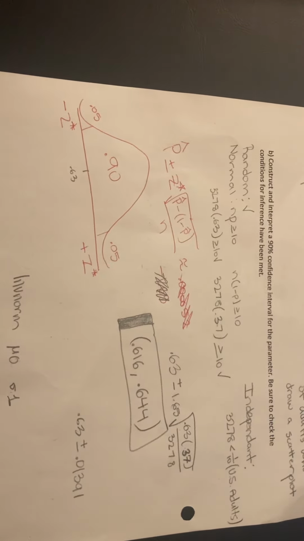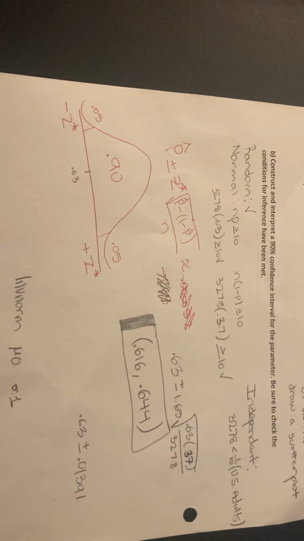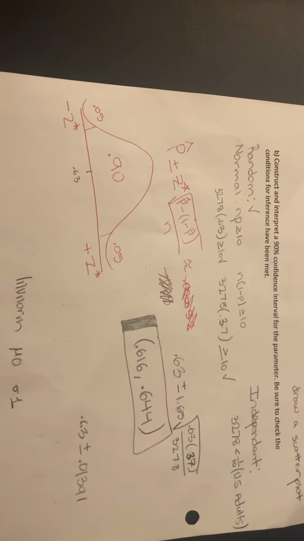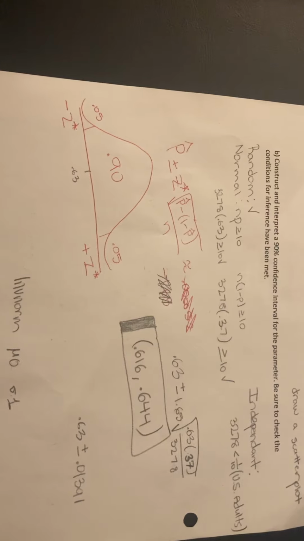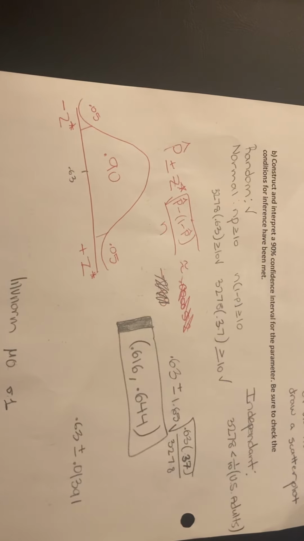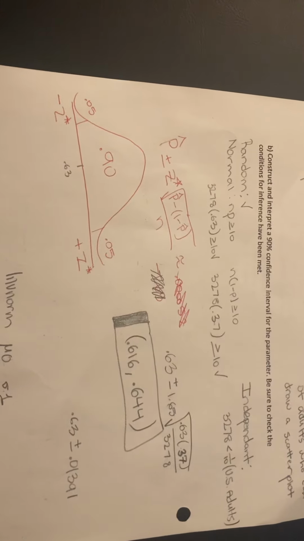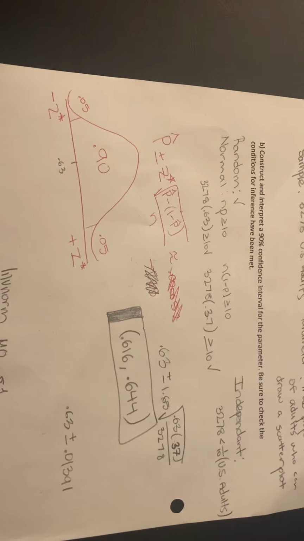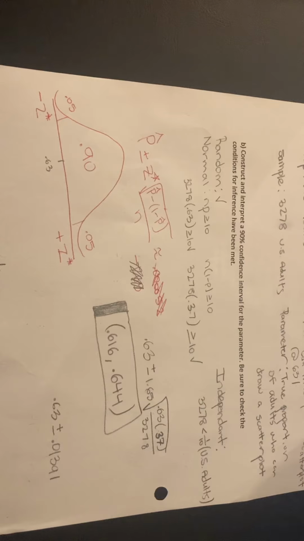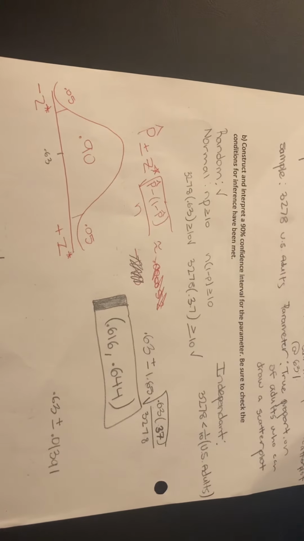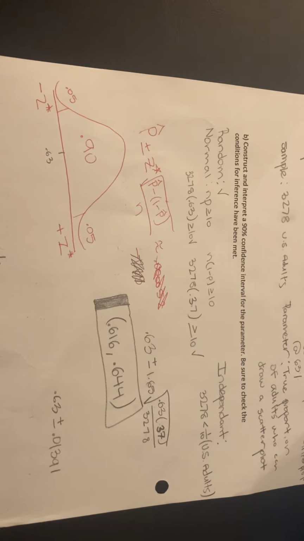To start our confidence interval, we use the equation p hat plus or minus z star times the square root of p hat times 1 minus p hat over n. Next, we'll find z star. In this case, we are looking for a 90% confidence interval, so we can use inverse norm to find that it is 1.65. Finally, after plugging in all the numbers, we get 0.63 plus or minus 0.0391. Our final interval comes out to be 0.616 to 0.644.